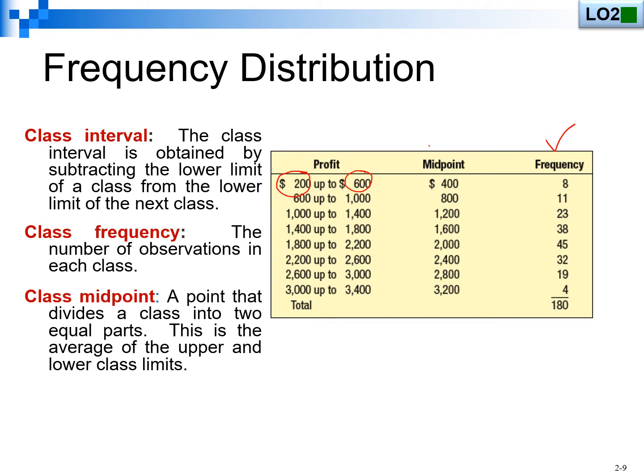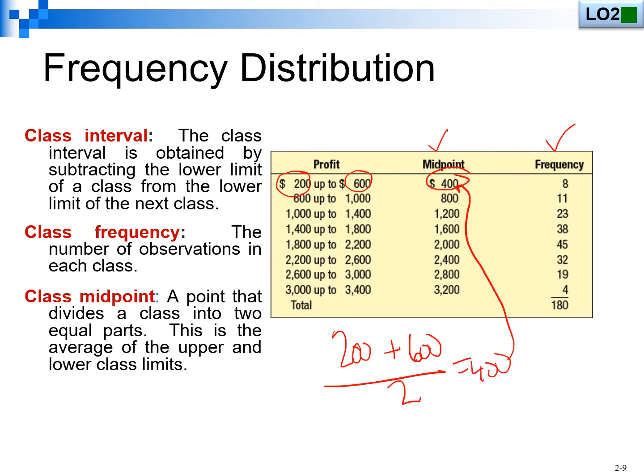And then there's something called the midpoint. So for example, to get the midpoint, you would take 200 plus 600, which is 800, and divide by 2, and that would give you 400, and that's how they basically came up with that midpoint. And you can do that for each of these. So you'll see that coming up where you may need to calculate a midpoint for each of these classes, because you may need it later on to do some averaging and some standard deviations of what they call group data.